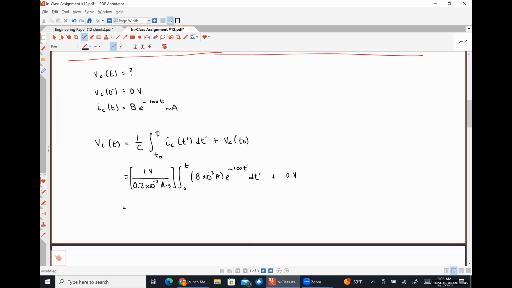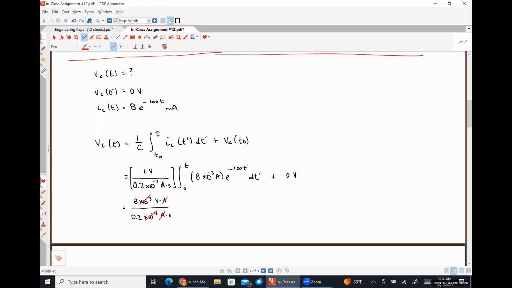So I'm going to move my 8 milliamps to the outside. So I'm going to have 8 times 10 to the minus 3 volts times amps over 0.2 times 10 to the minus 3 amps times seconds. Let's cross some stuff out here. This 10 to the minus 3 cancels this 10 to the minus 3. This amp cancels this amp. So we're left with 8 divided by 0.2. So that should be 40.